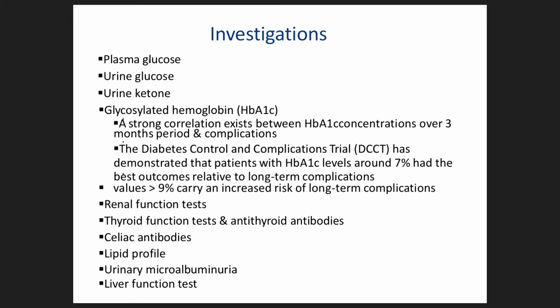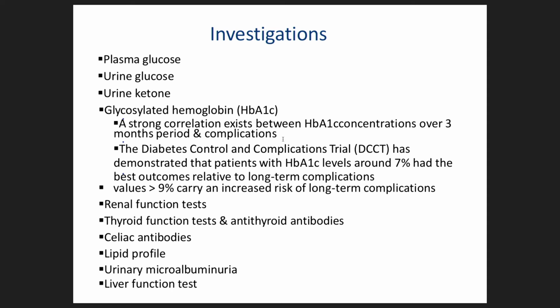Investigations. Initially, for the diagnosis, we have to do fasting glucose, random glucose, and hemoglobin A1C, and then regularly with each clinic visit we have to test for plasma glucose, urine ketone, and hemoglobin A1C, which is glycosylated hemoglobin A1C. That is very important initially to diagnose type 1 diabetes or type 2 diabetes. Any type of diabetes should be screened by hemoglobin A1C. As mentioned before, any reading of 6.5 and above is considered to be diabetes.